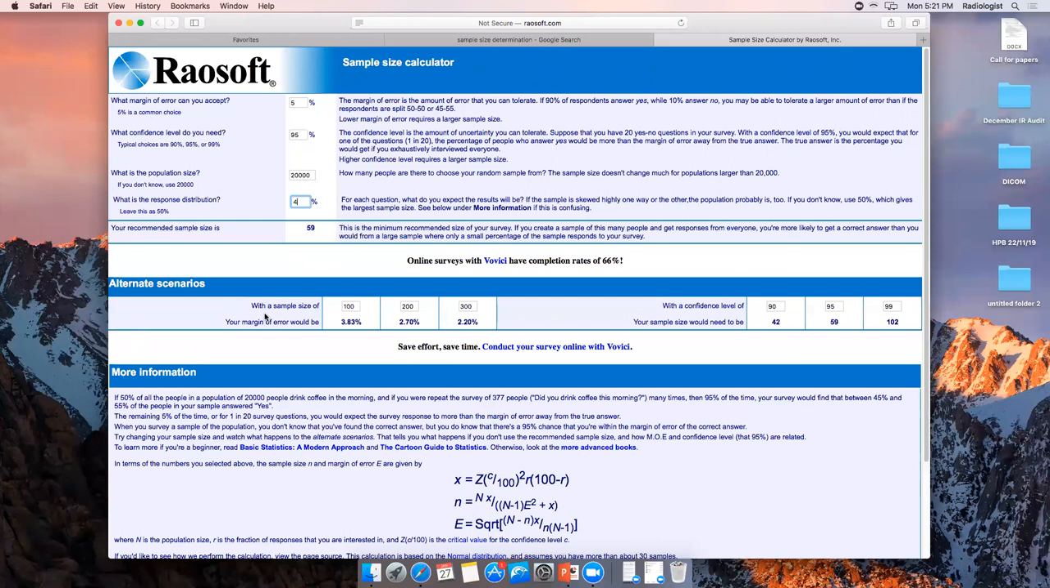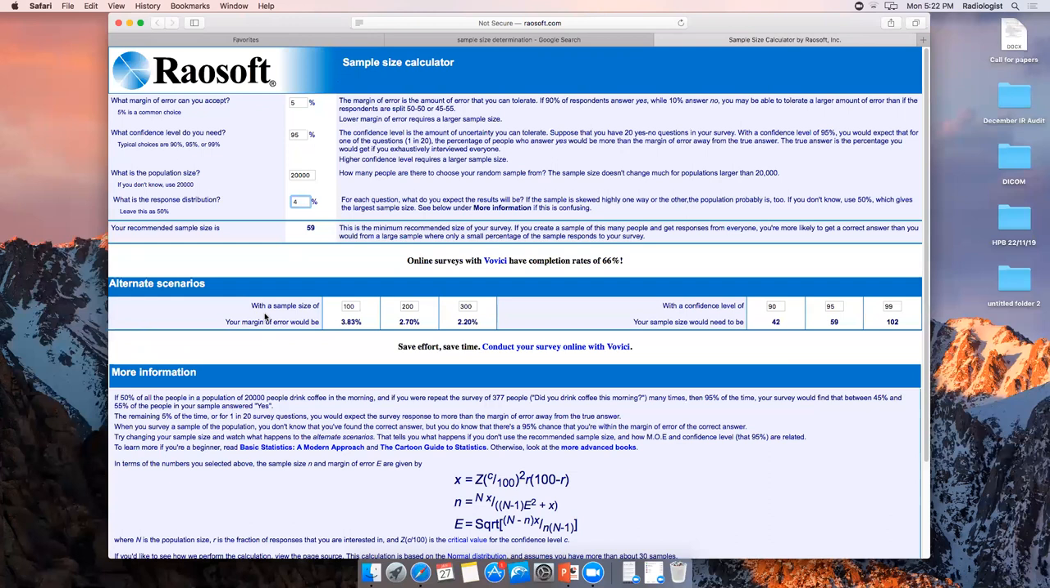So what happens in proportions is that I could have changed my research question and said, hey, rather than saying I think 4% is abnormal, I could have said I think 96% is normal. And it should give me the same sample size. And if you do it, it actually does give you the same.